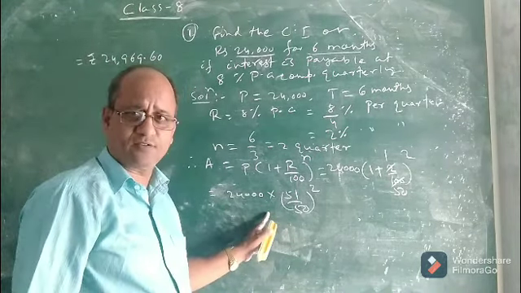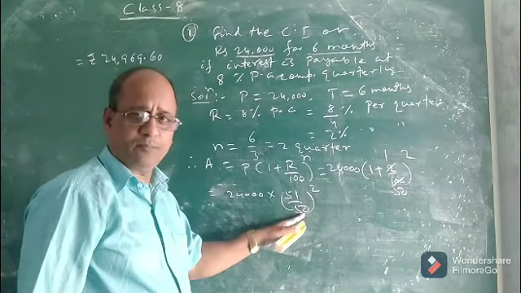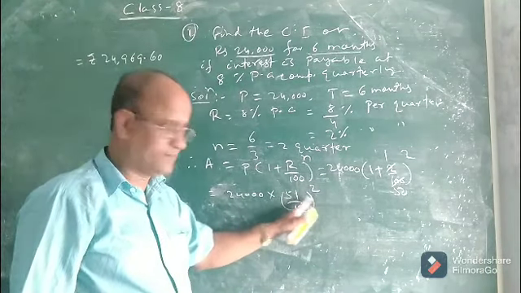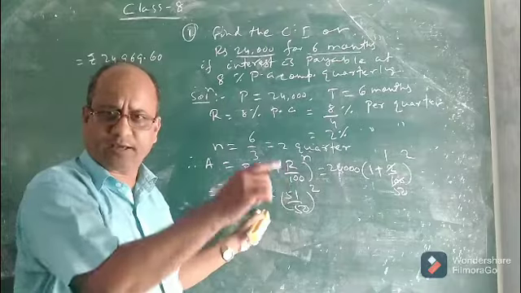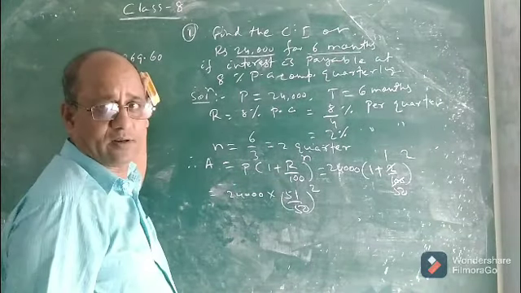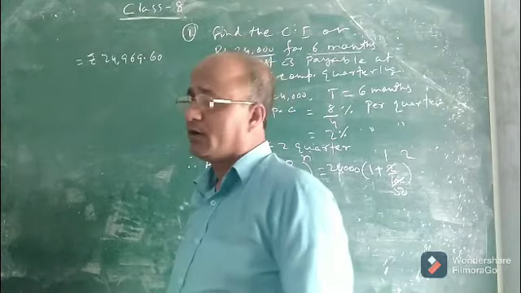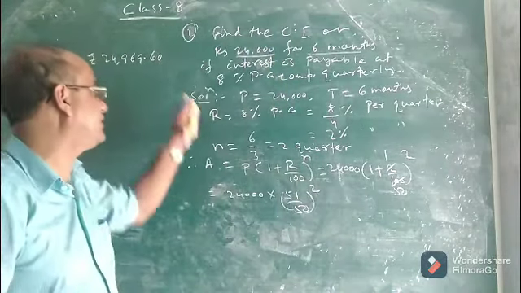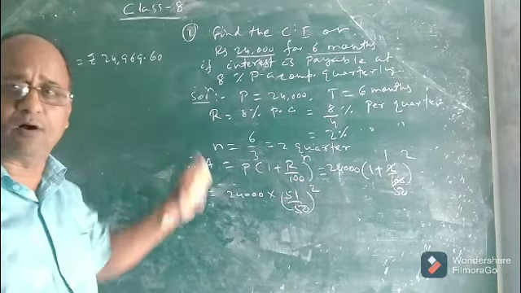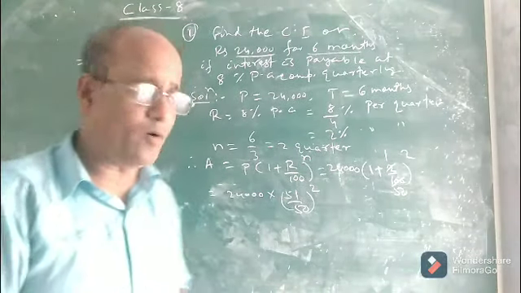If you simplify this, find the value of 51 by 50 whole square, multiply 2 times, then multiply it by this one and do the cancellation work, you will get this much. On computation, the amount will become 24,969 rupees and 60 paisa. This is the amount. Then what will be the compound interest?